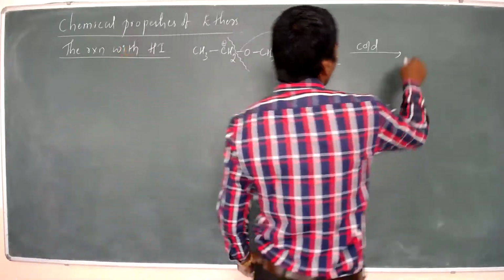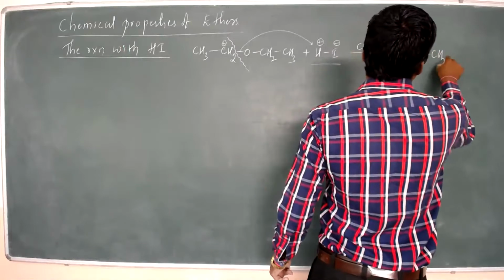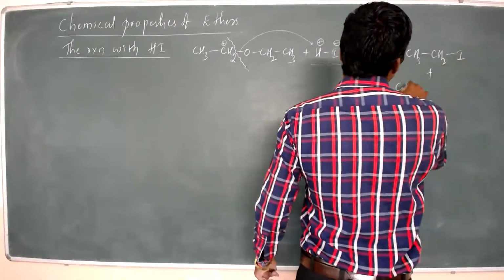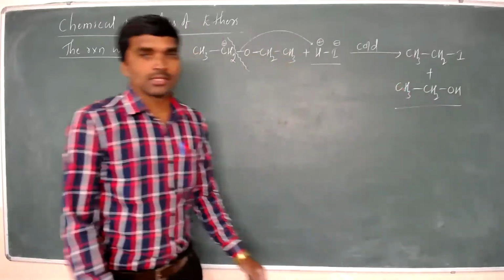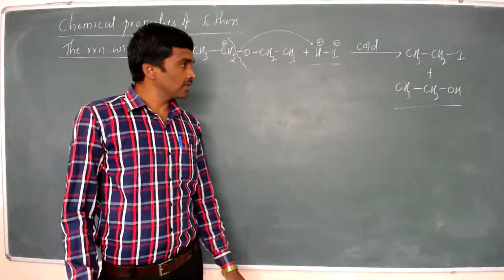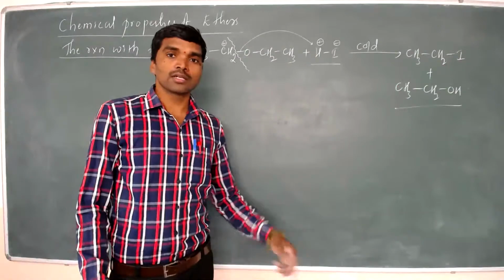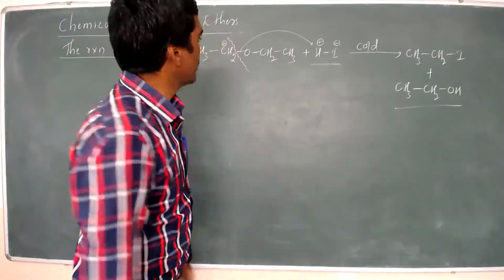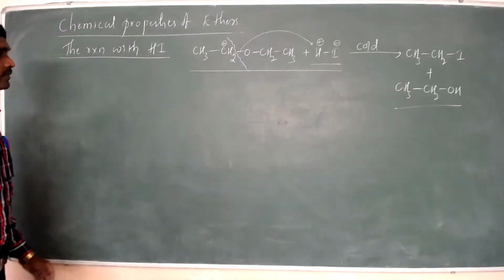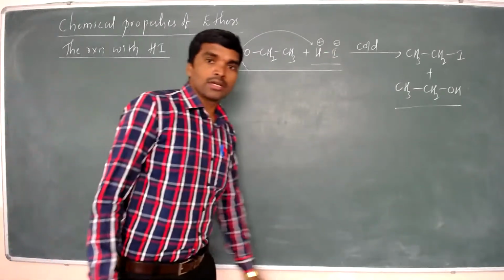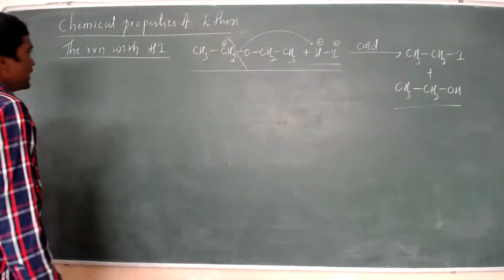So two products are formed: one is ethyl iodide, plus another one, ethyl alcohol. These are the two products that will be found. So this is the reaction with HI. Right. Now we'll see the next reaction.